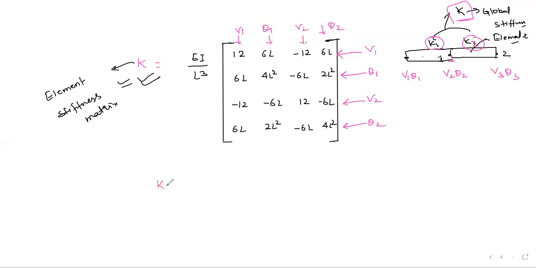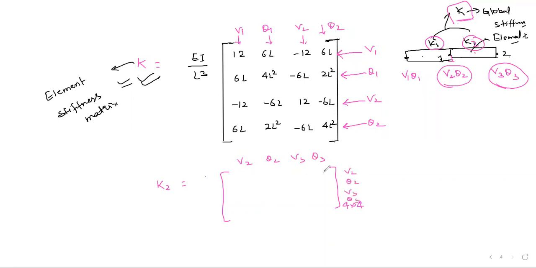So what will be the value of k2? The k2 stiffness matrix will again be a 4 by 4 matrix, and the stiffness will be for the second element. The second element is between node number 2 and node number 3. So what will be the unknowns here? v2, theta 2, v3, theta 3. Similarly, v2, theta 2, v3, theta 3.